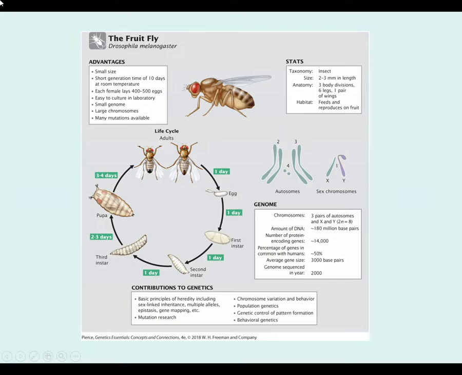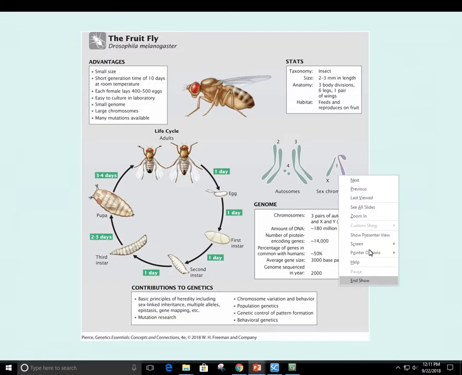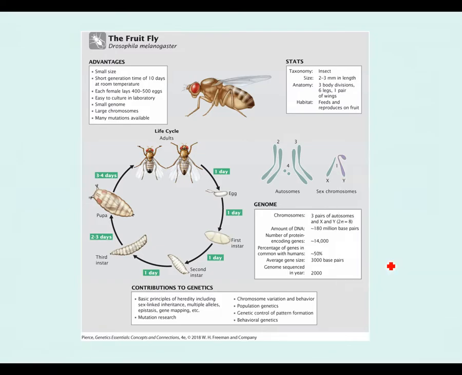And we see the fruit fly presented in this chapter. You would need to focus mainly on contributions to genetics when we look at these model organisms. I don't expect you to know all these details, but I do expect you to remember the fruit fly was important for sex linkage, for example, because you remember Thomas Hunt Morgan.